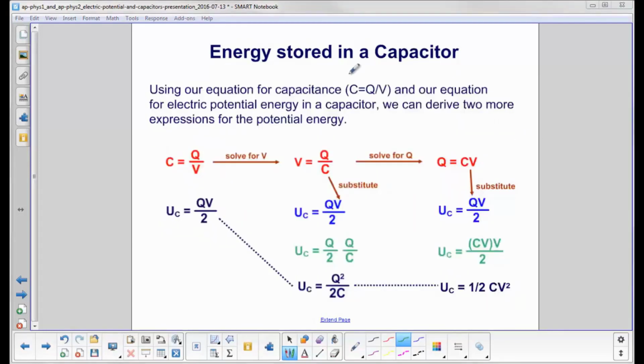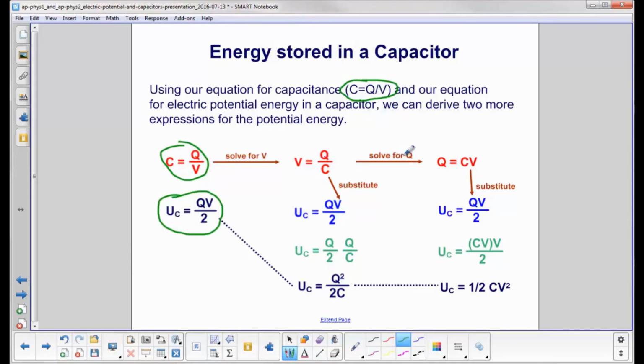We can now use the definition for capacitance, C equals Q over V, and our equation for electric potential energy. We're going to find two more expressions for potential energy, which will enable us to solve for the energy depending on whether we're given the charge, the capacitance, the voltage, whatever. So let's take the capacitance equation, C equals Q over V. We'll solve that for V. V is equal to Q over C.